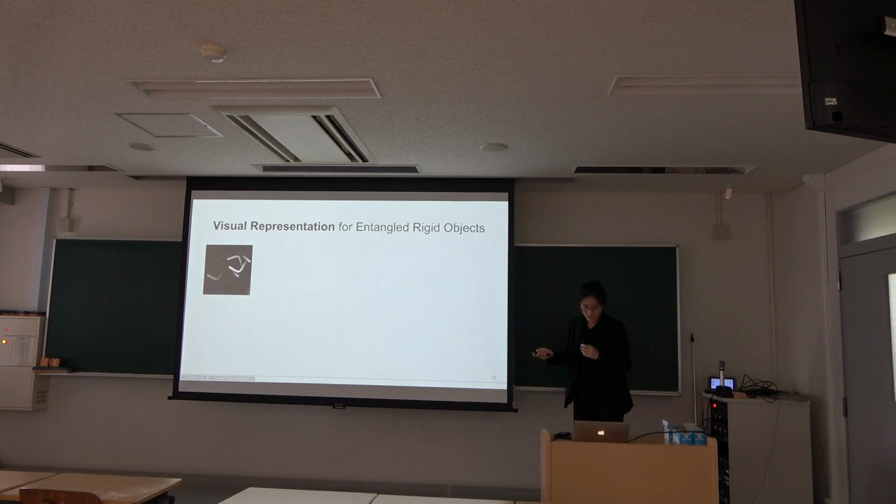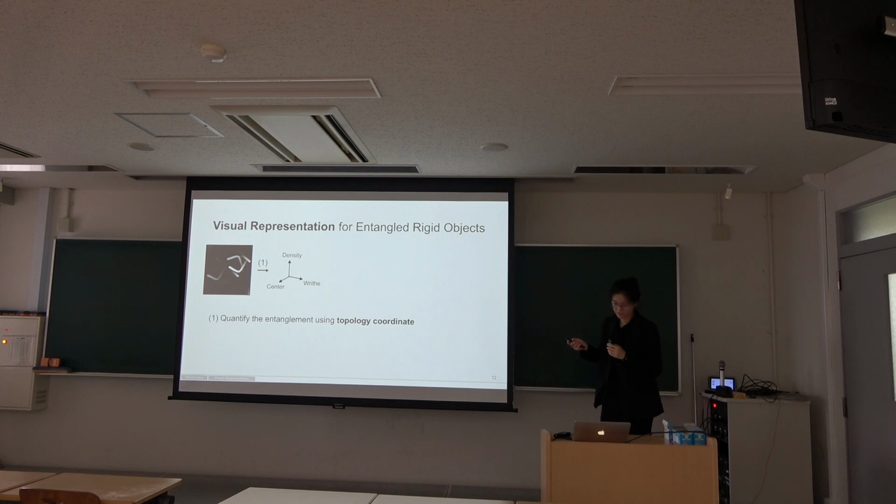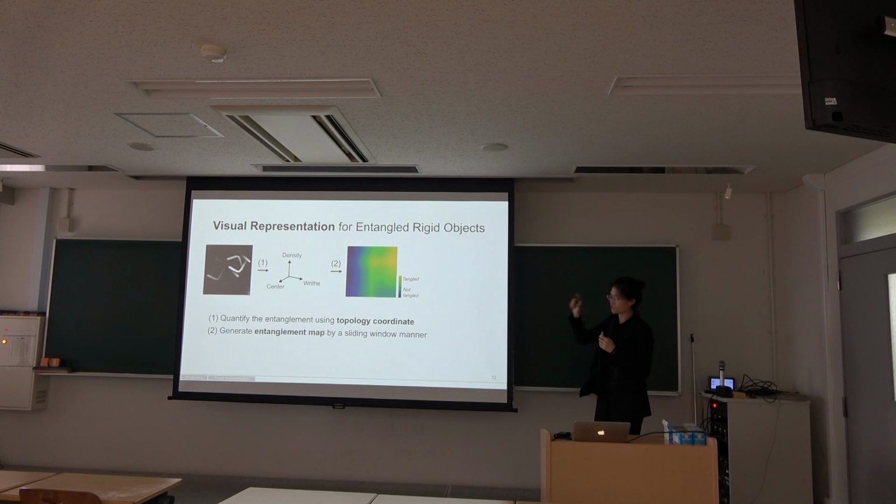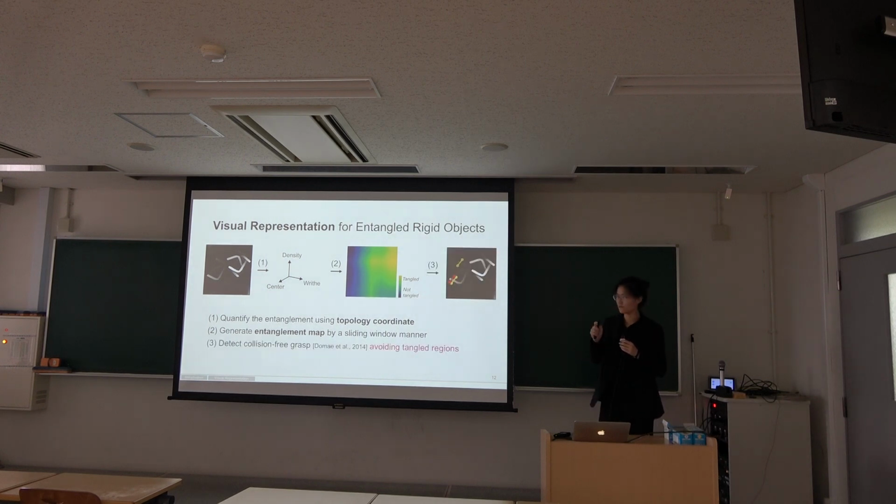And here we first propose a topology coordinate which has 3 attributes to quantify the entanglement. And then we use a sliding window function to combine the values in the topology coordinate for each region. And finally, we detect the grasp poses from the blue regions as best as we can, because the possibilities here of entanglement are very low.